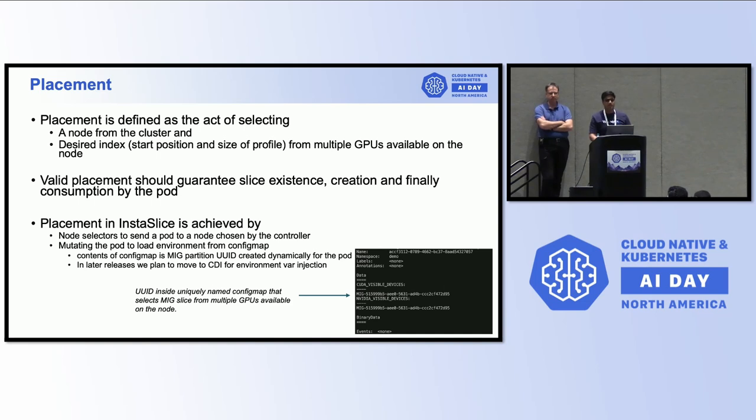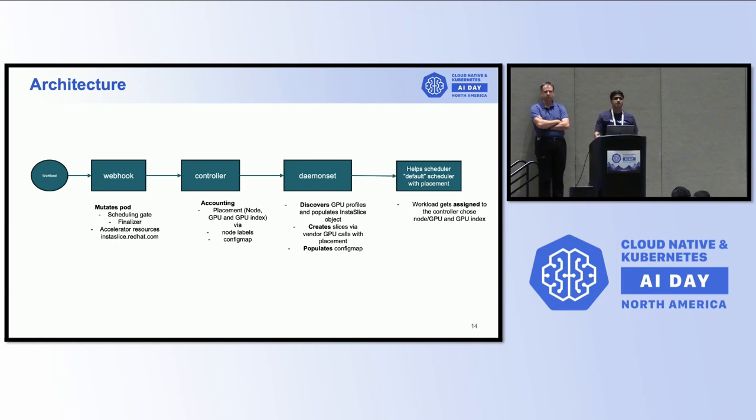In the bottom right side, we show a config map snippet that is used to select a GPU index from multiple GPUs available on the node. In later releases, we plan to move to a CDI specification. We talked about the controller and the daemon set in previous slides.